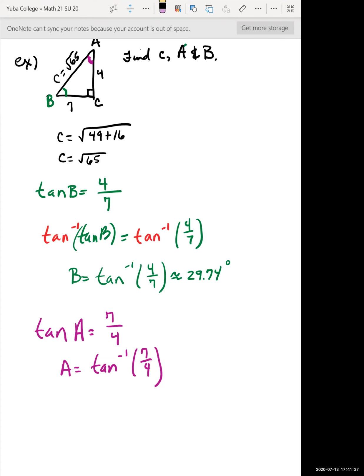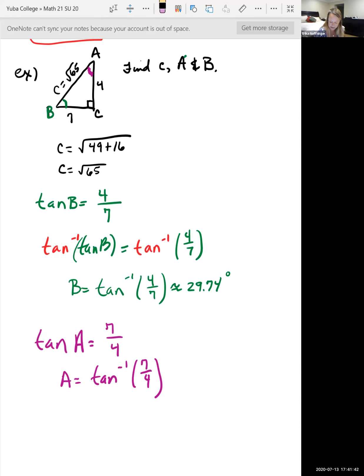Wait, why did you do 7/4? Because from angle A, the opposite is 7. Oh, okay, got it. And the adjacent is 4, yeah.